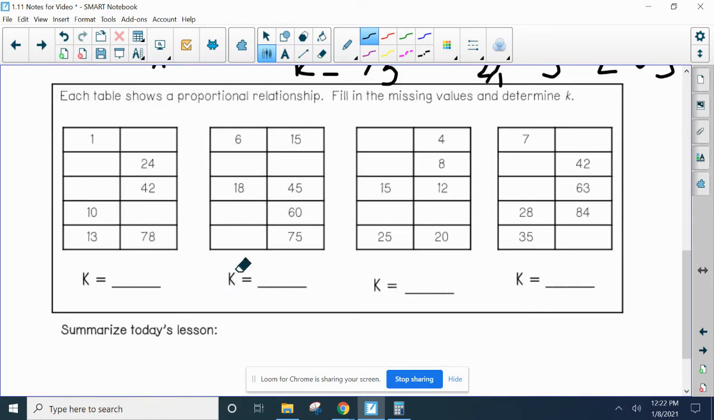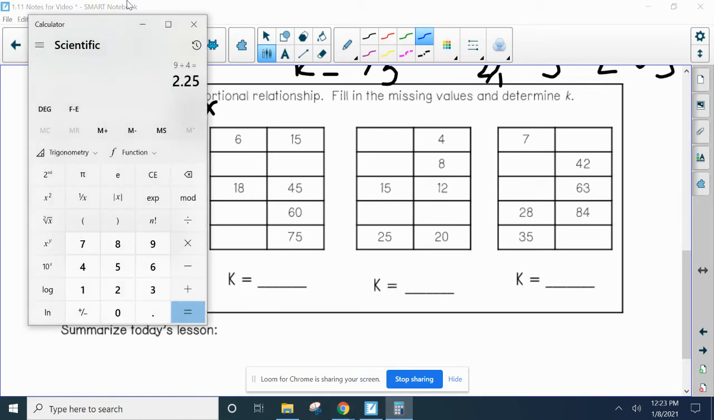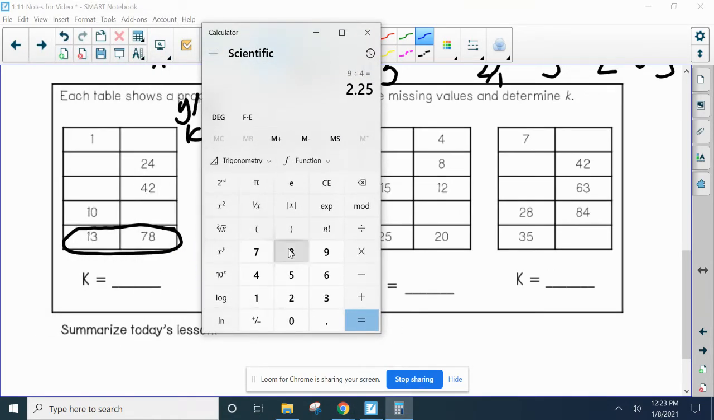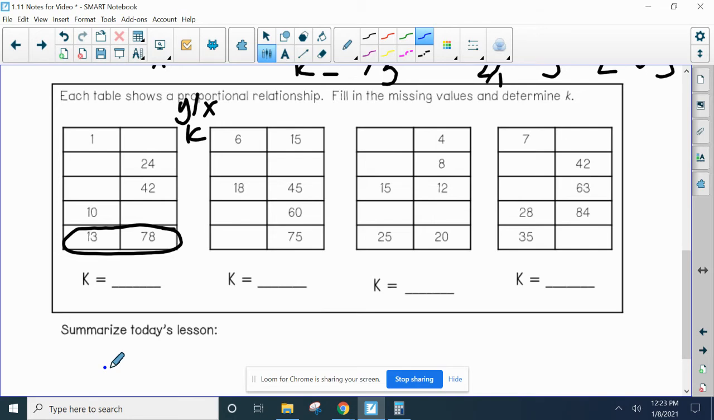All right, so now we're going to go ahead and do that one more time. Each table shows a proportional relationship. Fill in the missing values. So this is more what we did last week. They tell us this is proportional. We're not checking them. We're going to find our k, which is y over x. And we have 1 here. So we're going to say, well, what is k? y divided by x is 6.